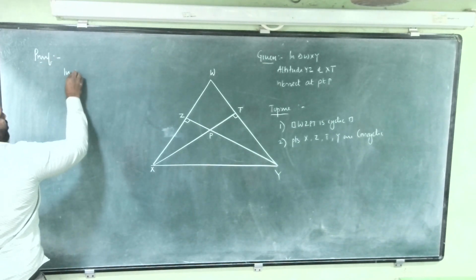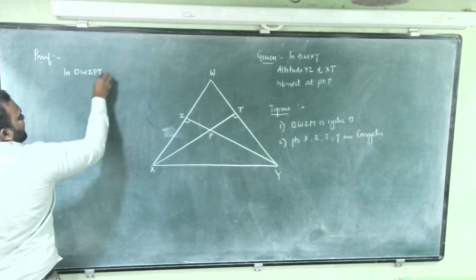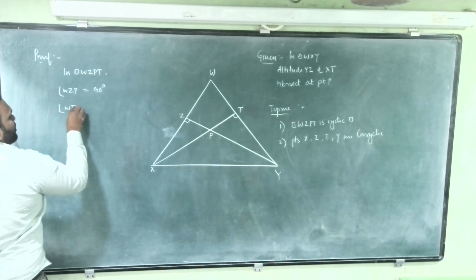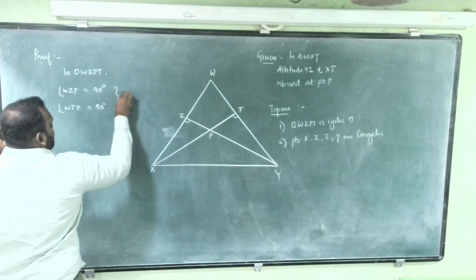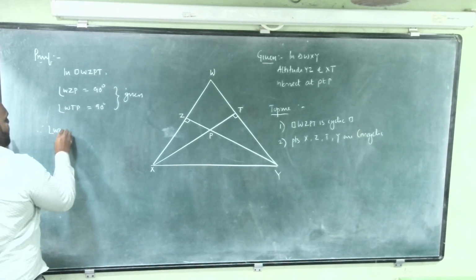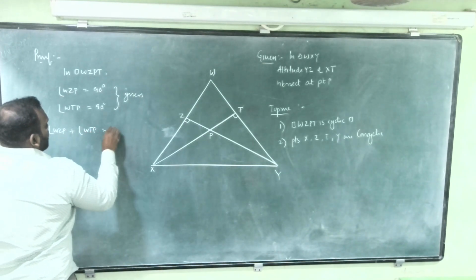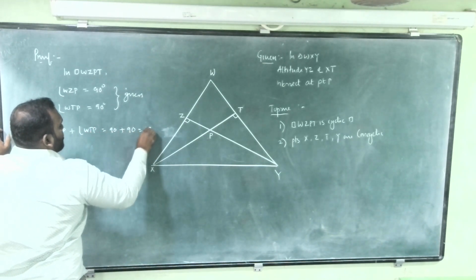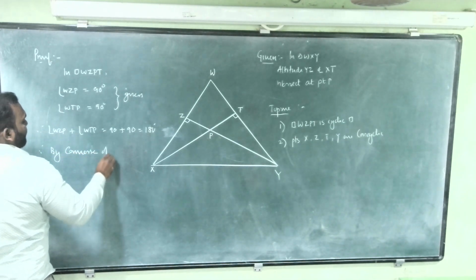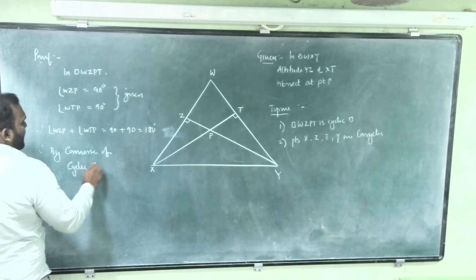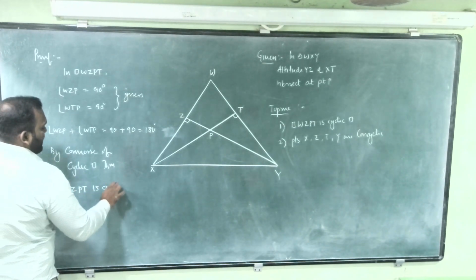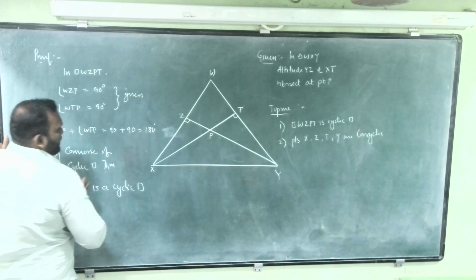I'll write in quadrilateral WZPT, angle WZP is equals to 90 degree, angle WTP is equals to 90 degree, given. ठीक है? Yes. Okay. Therefore, angle WZP plus angle WTP equals to 90 plus 90, that is equals to 180. Therefore, by converse of cyclic quadrilateral theorem, quadrilateral WZPT is a cyclic quadrilateral. कितना समझ में आया? Yes.